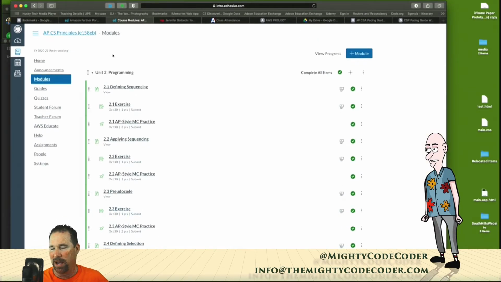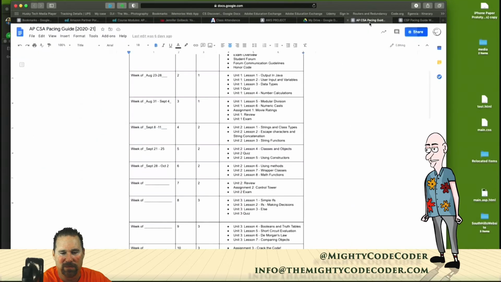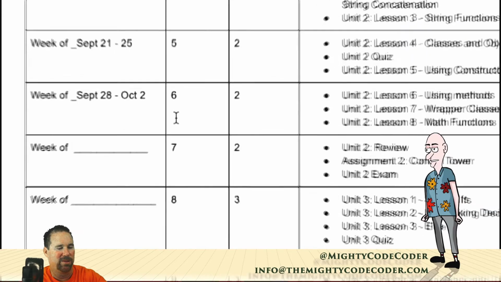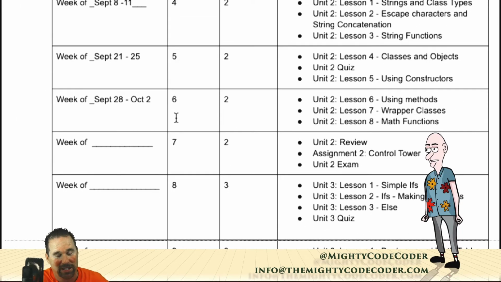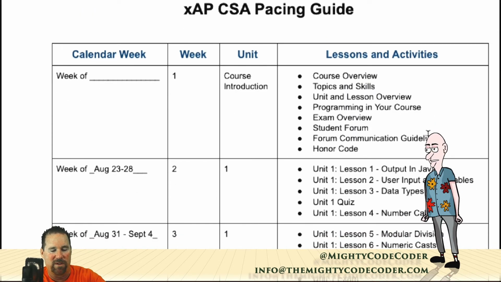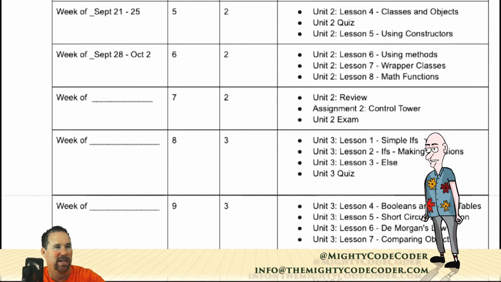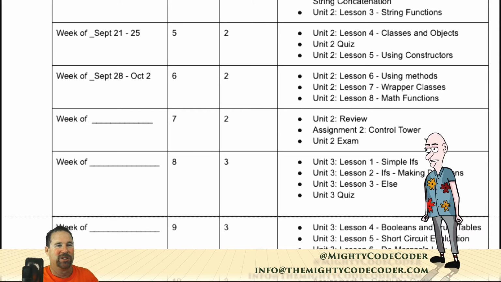CSA, you guys, I want to show your pacing guide. Okay. And so let me do that here. This is your pacing guide. And so you're September 8th through October 2. We're going to leave the month of September this week. All right. And so here it is. You guys last week did lesson 4 and 5. And now you guys are doing way over there, unit 2, lesson 6, 7, and 8.